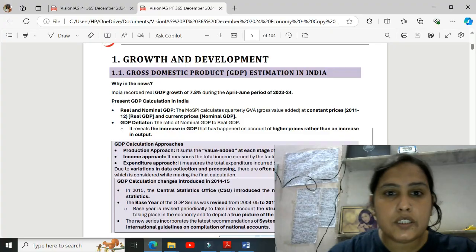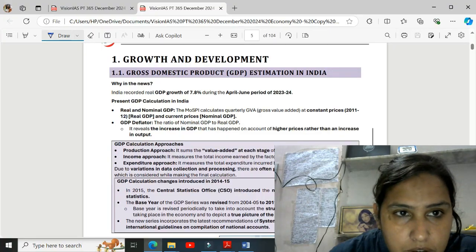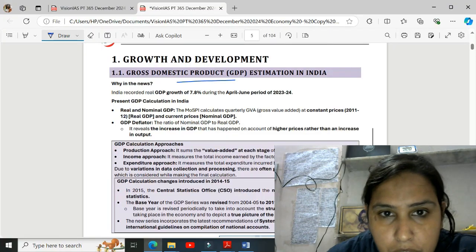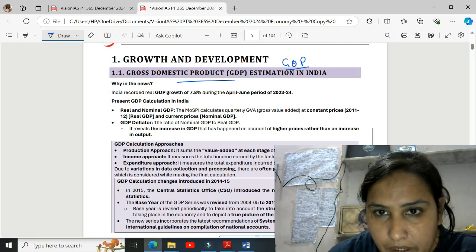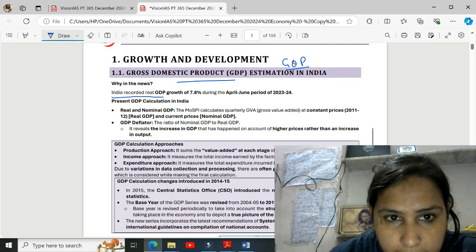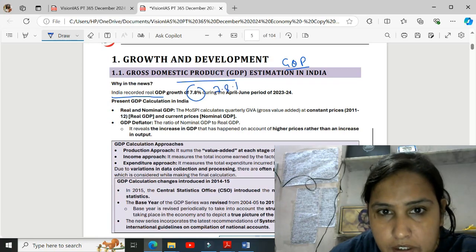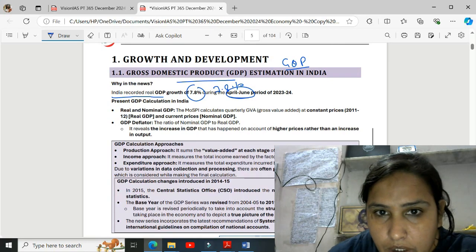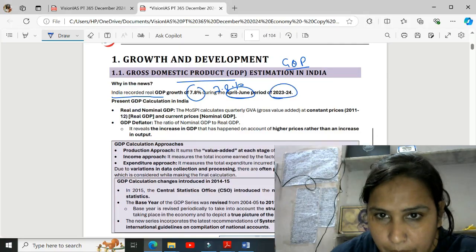So my first topic is gross domestic product, GDP. What is GDP? India recorded real GDP growth of 7.8% in the period of April to June 2023.